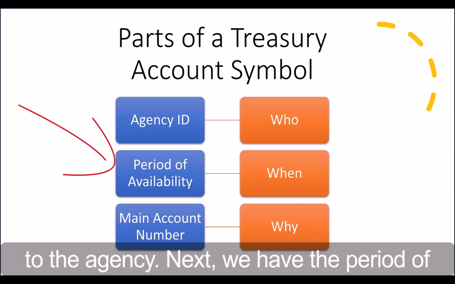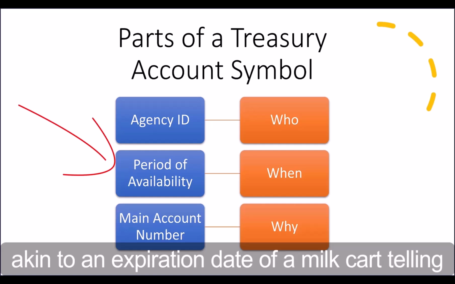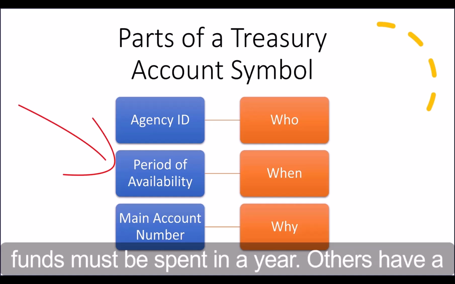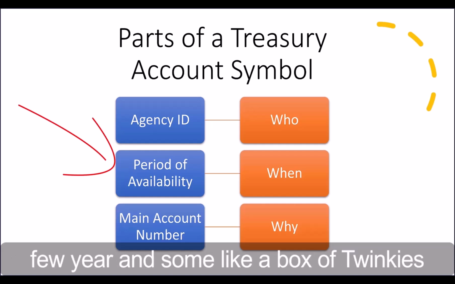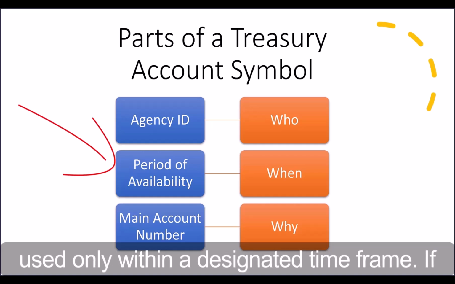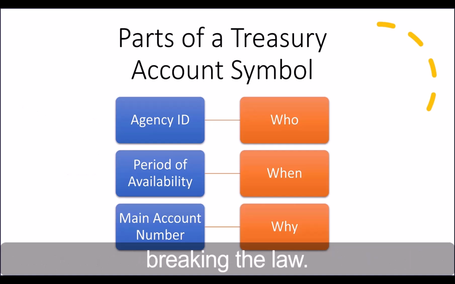Next, we have the period of availability. This part shows you the when. It is akin to an expiration date of a milk carton, telling us how long the fund can be used. Some funds must be spent in a year, others have a few years, and some, like a box of Twinkies, never expire. It's crucial to ensure money is used only within its designated time frame. If not, you could be found in violation of the Anti-Deficiency Act and be breaking the law.